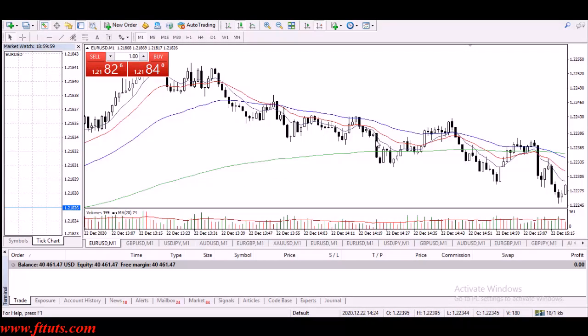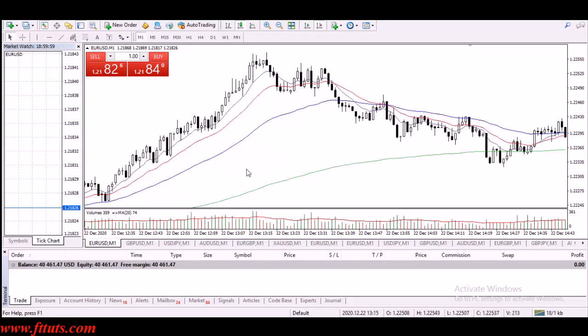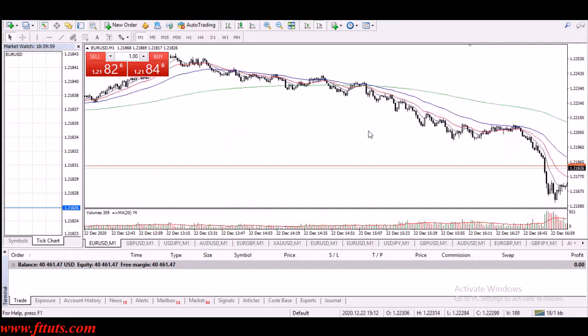Okay, but still this was not a big trend. And here, if you are an experienced trader with more experience, you know that it's a reverse and you will start reselling from there to reach the EMAs. Okay, so here we are.